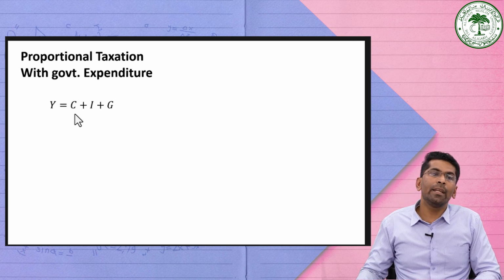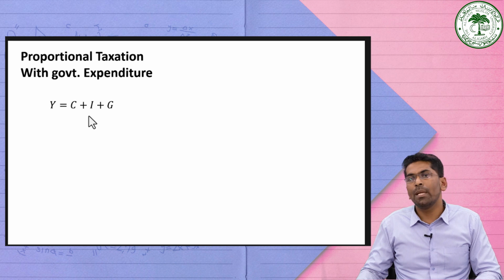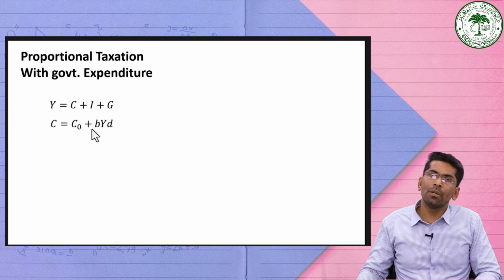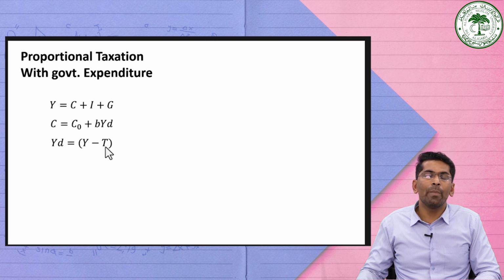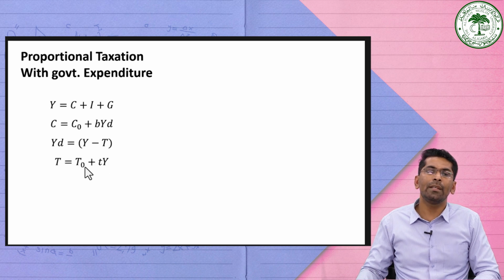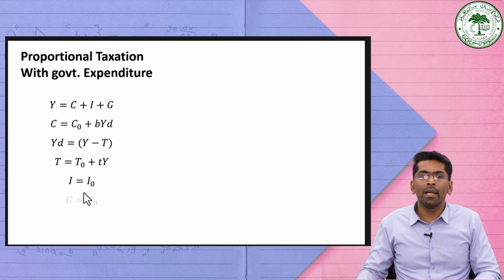So our three sector economy is given by y is equal to C plus I plus G, the consumption function is given, then disposable income Yd is equal to y minus T, income minus tax, and tax itself is a function of the level of income, that is T0 plus ty. Then we have the investment function, then government expenditure. Now we are going to substitute all these things into the level of income. Then what will be the derivation?